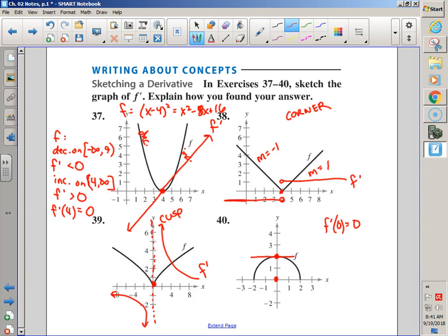Uphill or downhill before? Uphill. Oh, so somehow it's going to be above, and then downhill, so below. And this one's getting steeper, steeper, steeper, steeper. And this one's getting steeper, steeper, steeper, but in a negative way. Something like that.